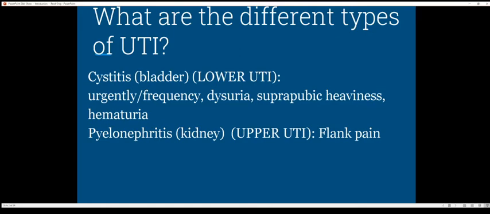Then you have pyelonephritis, which is nephritis, so you can think of that as your kidney. It's more of an upper UTI. That's mostly just back pain, since that's your kidneys' area. You can see it goes hand in hand: back pain, kidney, nephritis.